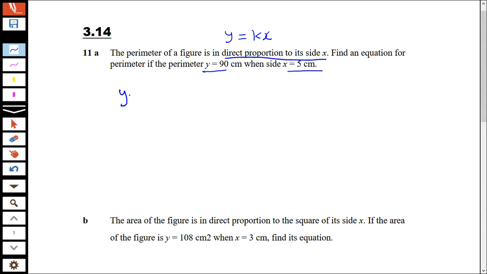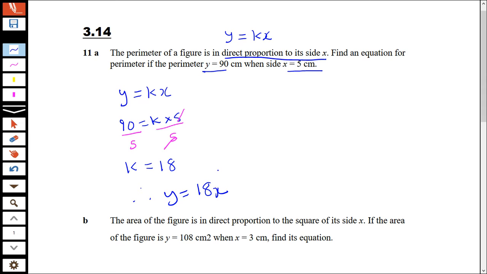Okay, now we know that y equals kx because it says y varies directly or is in direct proportion to x. And we know that when y is 90, x is 5. So from there, I can divide by 5, it cancels, and that gives you k is equal to 18. So therefore, y is equal to 18x. That's the first part done.